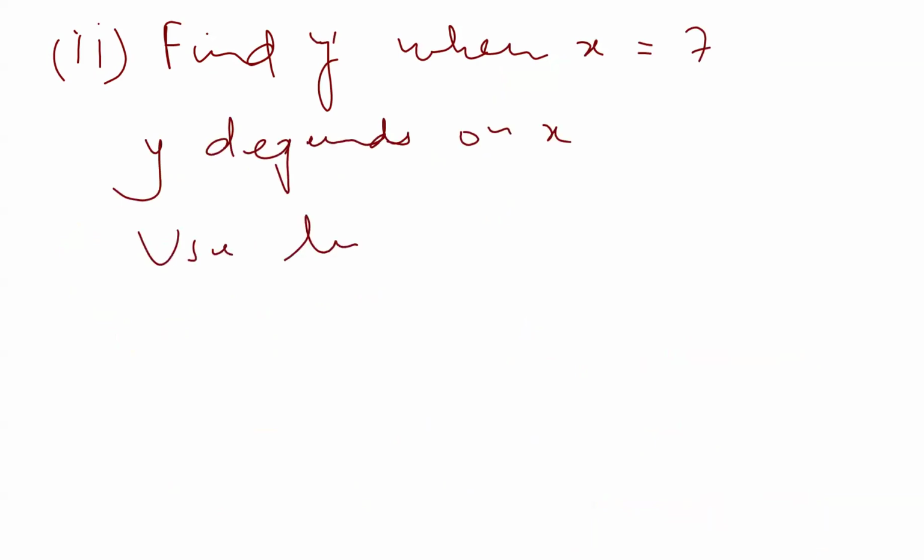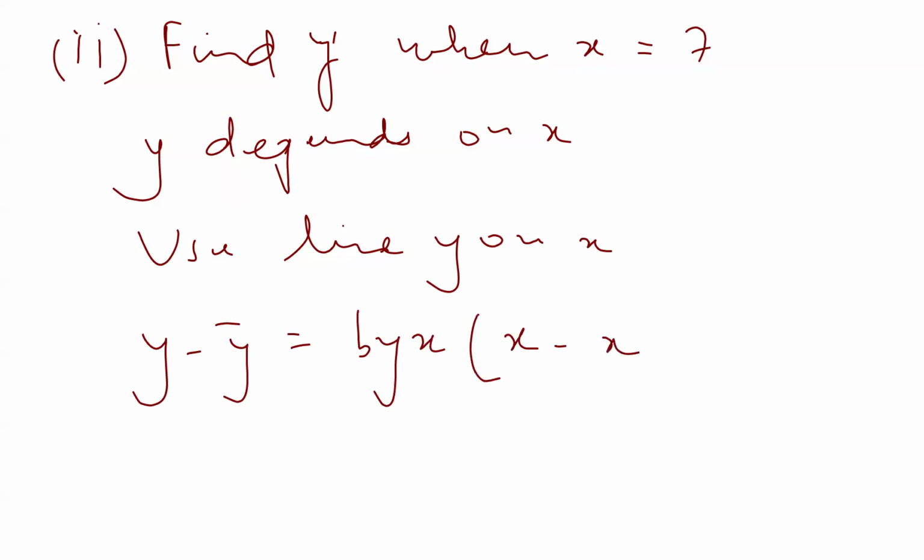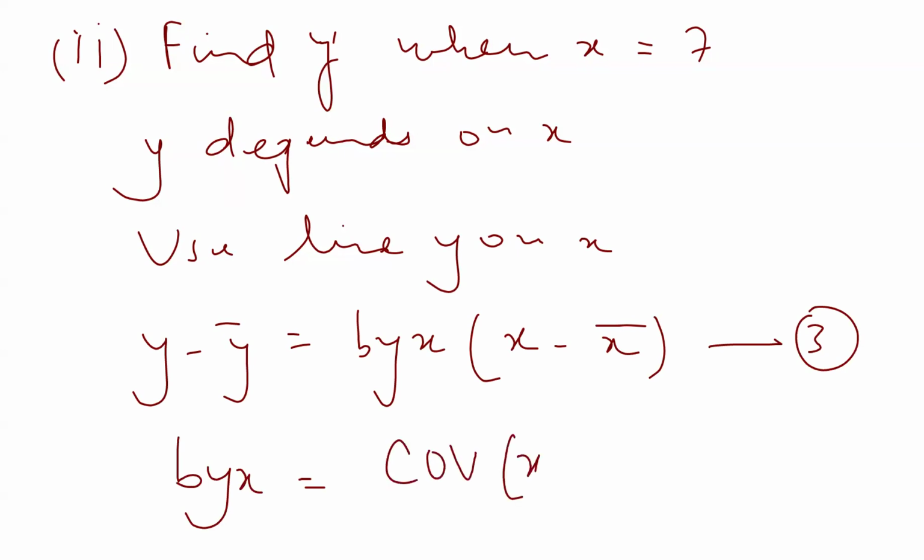Use line y on x: y minus y bar equals byx times (x minus x bar). Let this be equation number 3. Byx is the regression coefficient of line y on x. It's not the line y on x, it's the coefficient of that particular line. You should know all this. That is covariance of xy upon the standard deviation of x, the whole square. That is equation number 4.